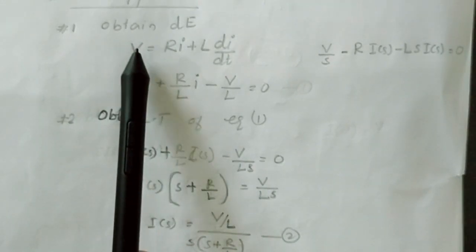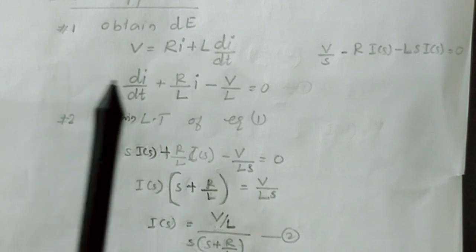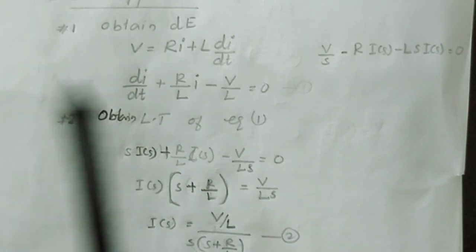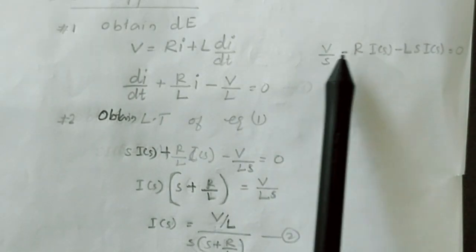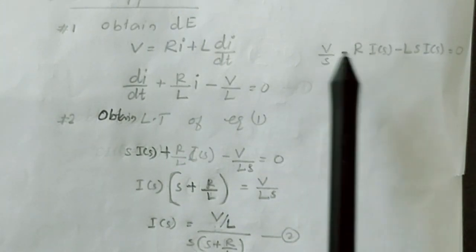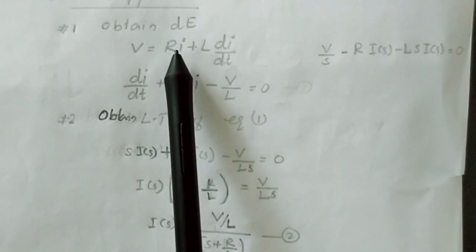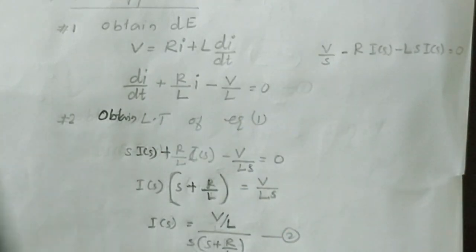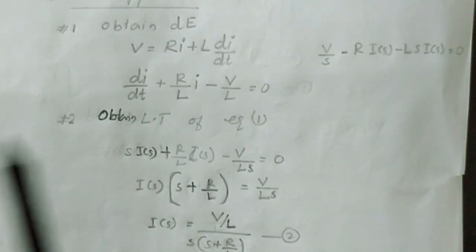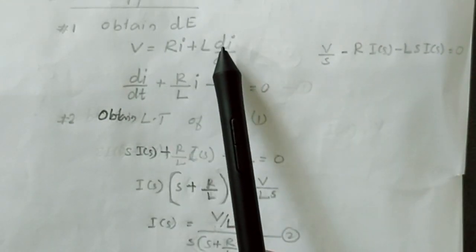Applying voltage suddenly is equivalent to a step input of magnitude V. Corresponding to a step, the Laplace transform is A by S, where A is the magnitude. Here the magnitude of the voltage is V, so V by S is the Laplace transform corresponding to V. The Laplace transform of i is represented by capital I of S, and the Laplace transform of the derivative di by dt is S into I of S. This is the equation in the S domain.